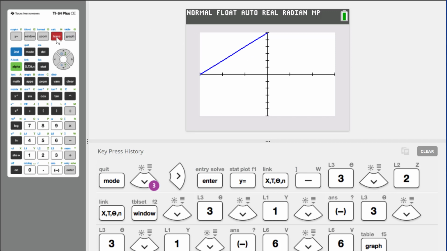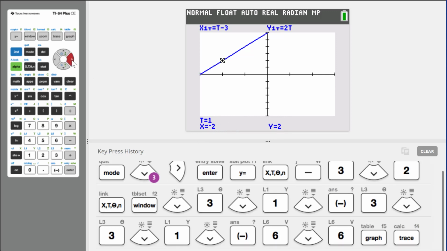If I use the trace button, notice that I'm given a little bit more information than what I'm used to. I'm given the x and y coordinates, but I'm also given the value of t. And if I arrow through the line, you see there's when t equals 1 and I'm at the point (2, 2), or when t is 2 and I'm at the point (-1, 4). If you want to see more points, you'd have to change that value for t that we were counting by.